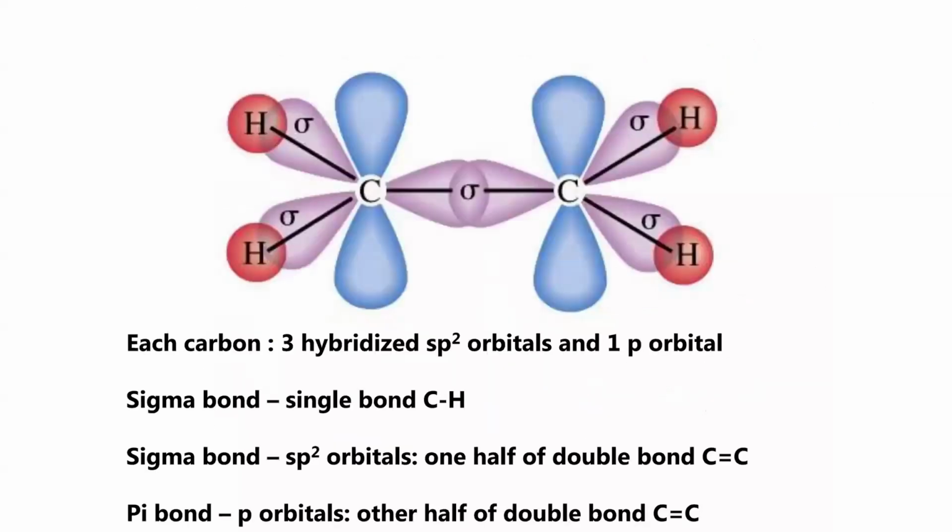So each carbon has 3 hybridized orbitals, that is 2 p orbitals and the s orbital, and 1 p orbital which is unhybridized. Sigma bonds are the single bonds between carbon and hydrogen. Sigma bonds are also between the sp2 orbitals, that is, one half of the double bond is sigma. And then the pi bond, from the p orbitals, is the other half of the double bond, as I said.